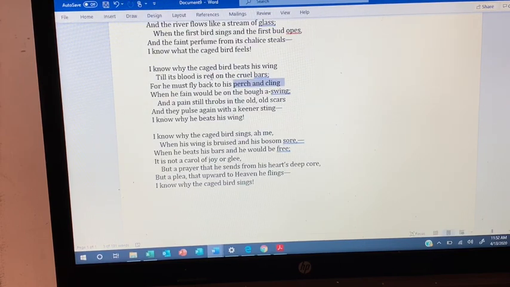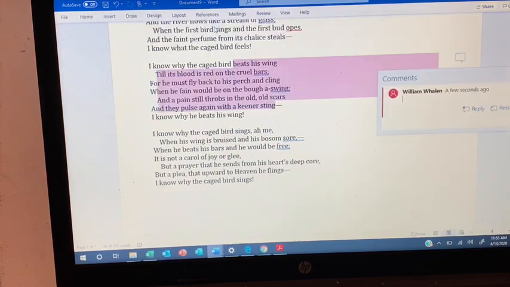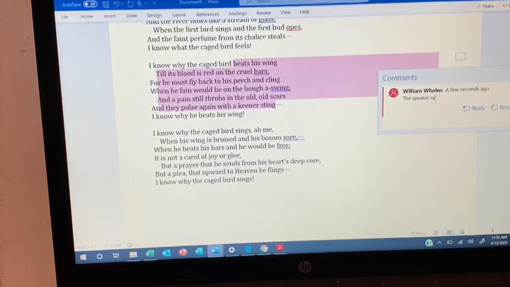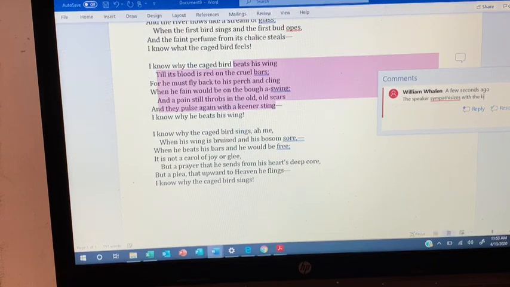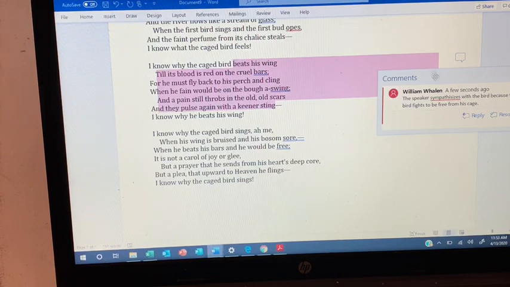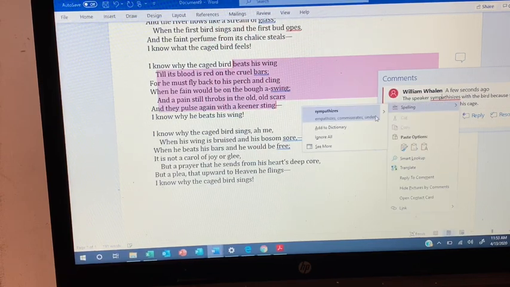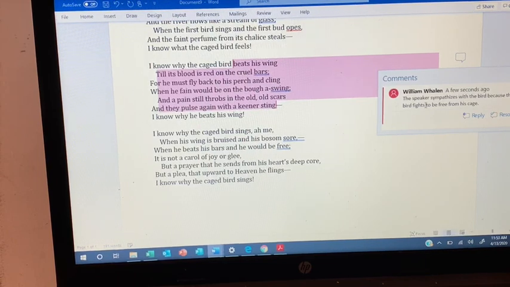So how does the author feel about the topic? Well, he sympathizes with the bird because he understands the desire to be free. So we can just write down that for our gist. The speaker sympathizes with the bird because the bird fights to be free from his cage. And assumably, the speaker is doing the same thing. But we're not exactly sure what kind of cage the speaker is in.